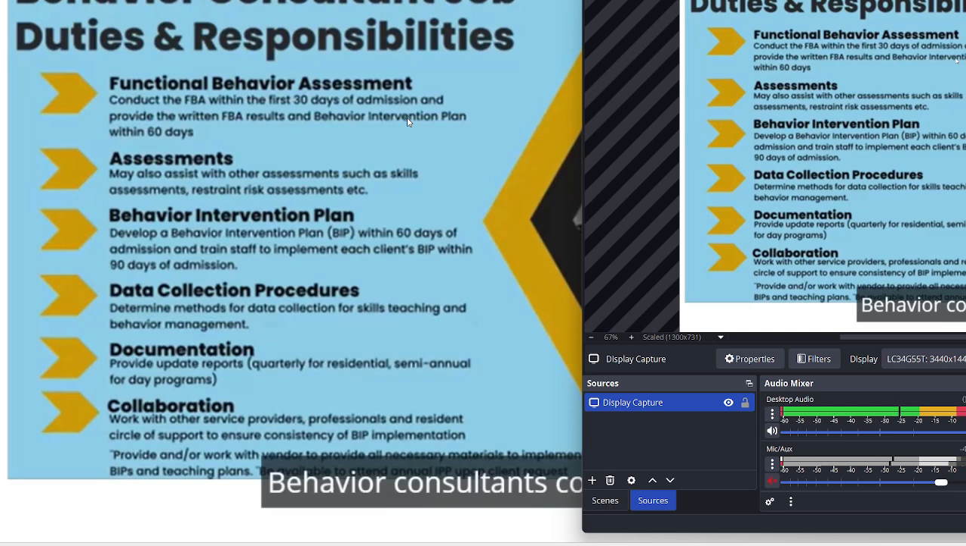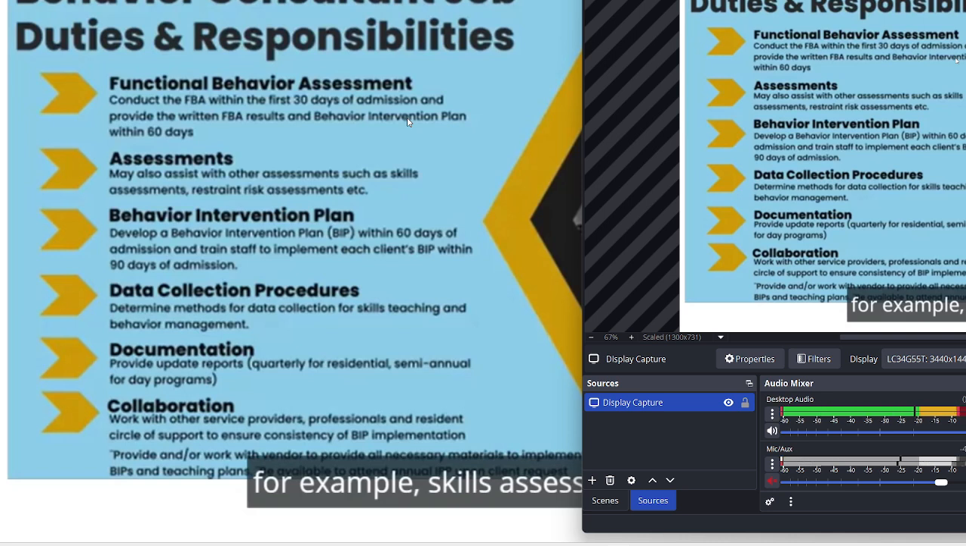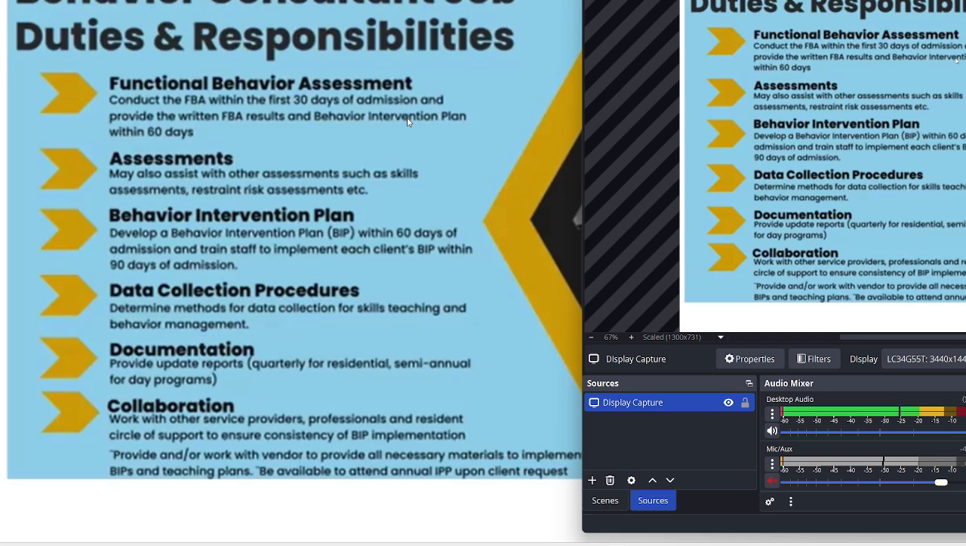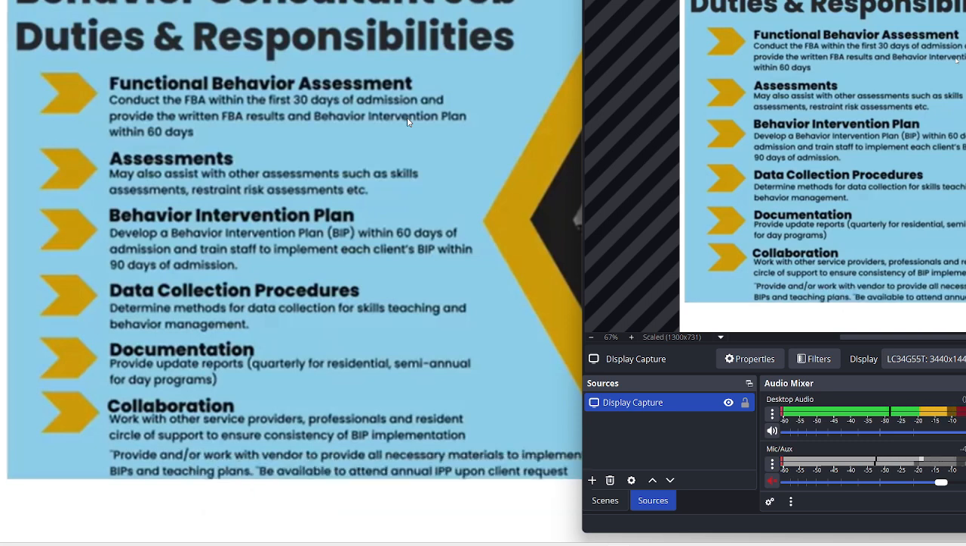Behavior consultants conduct assessments, for example, skills assessments, restraint risk assessments, and otherwise. They develop the behavior intervention plan within 60 days of admission for each client and train staff to implement each individual's behavior plan within 90 days of admission.